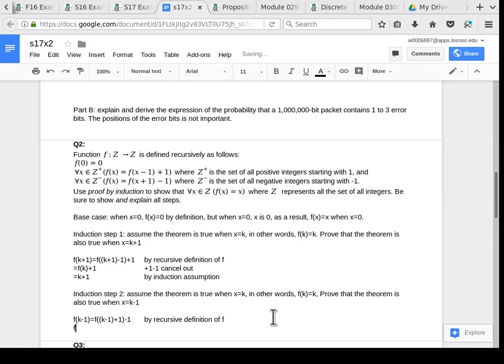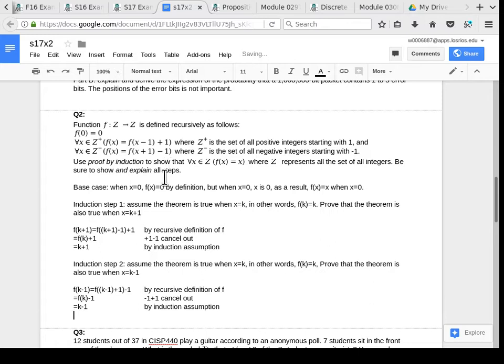And then we basically use the same technique as last time. So this boils down to f of k minus 1, because minus 1 plus 1 cancel out. And by the induction assumption, this is just k minus 1. So now that we have both the base case and the induction step to go positive and the induction step to go negative, we're done with this proof. And that's this particular one.